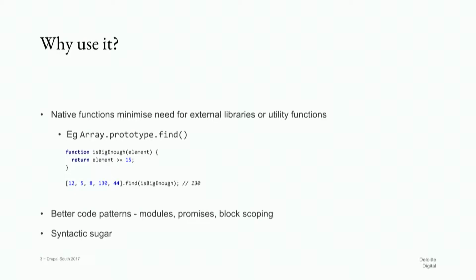So why should you use it? There's many reasons, but the main ones that I'm going to focus on today are, firstly, it gives you a lot of functions now natively that previously you would either have to write your own utility function or get a library that did it. There's many of these. I've picked one example here, which is the native ES6 array find method. What it is, it lets you pass in a function, and it'll return you the first thing in that array that returns true for that function.